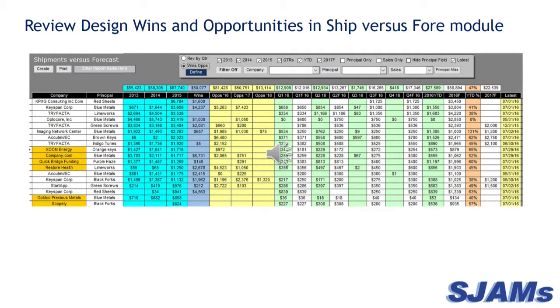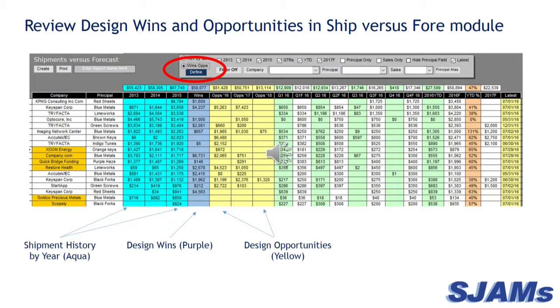Furthermore, you can also review your design wins and design opportunities in your Ship versus Fore module. Clicking on the Win Ops button on the form will produce the following results. The 3-year revenue history columns are now all aligned to the left. There is a new purple column which represents design wins, and there are 3 yellow columns which represent opportunities by value, and the first year they are to be in production. The rest of the columns stay the same.